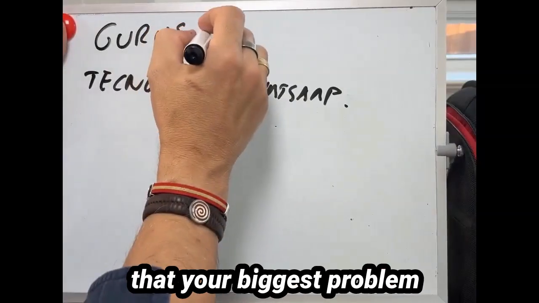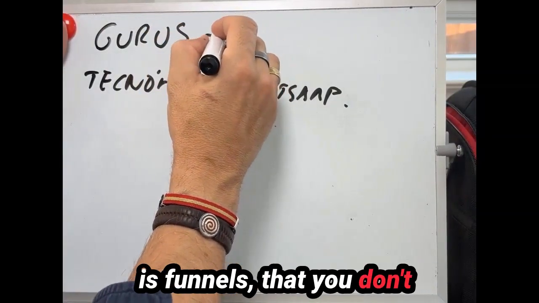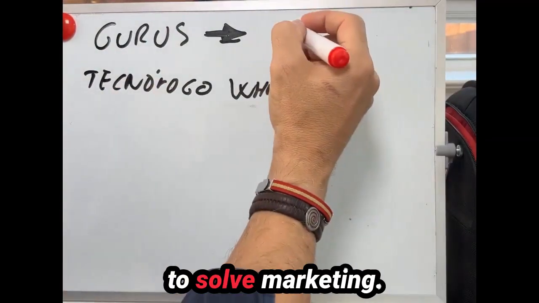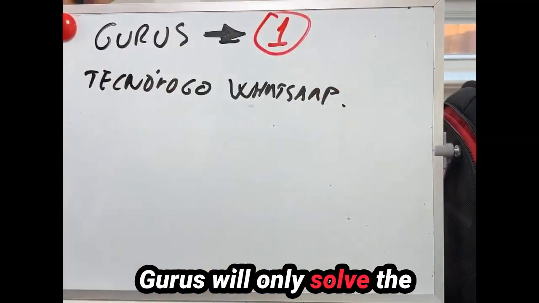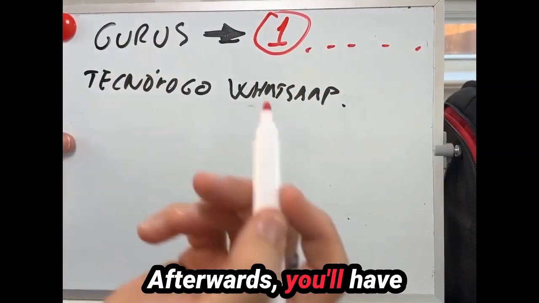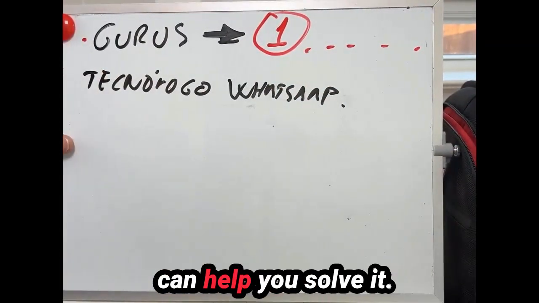The gurus will tell you that your biggest problem is funnels, that you don't know how to get clients. This is the number one problem. Out of the 12, we teach you how to solve it. Marketing gurus will only solve the first problem for you. What happens next? Afterwards, you'll have to come to us so we can help you solve it.